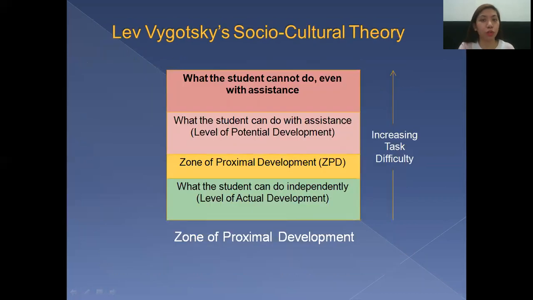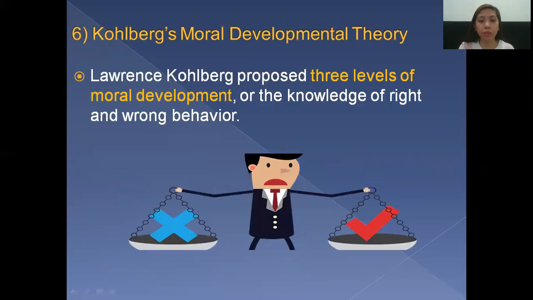This illustration shows the location of the ZPD, and it can be found in between the level of actual development and the level of potential development. It also shows that as a learner goes from one developmental stage to another, the difficulty level of the task increases. Next, we have Kohlberg's moral developmental theory.